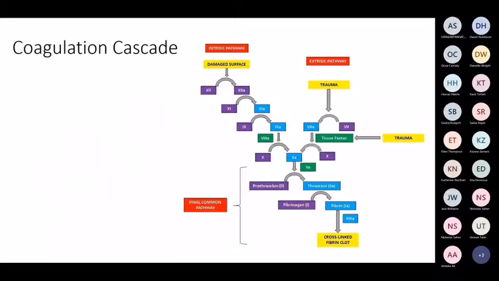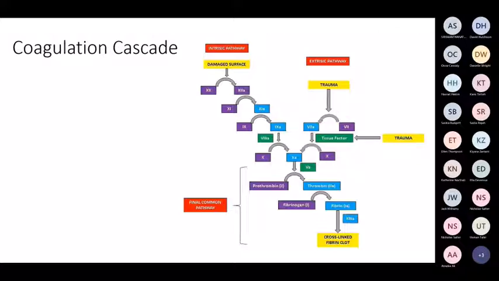So the coagulation cascade. When a vessel wall gets damaged, something called tissue factor is released, and tissue factor is also called factor 3. And that's what sparks off the extrinsic pathway. And that's the quicker pathway. So the extrinsic pathway happens first.